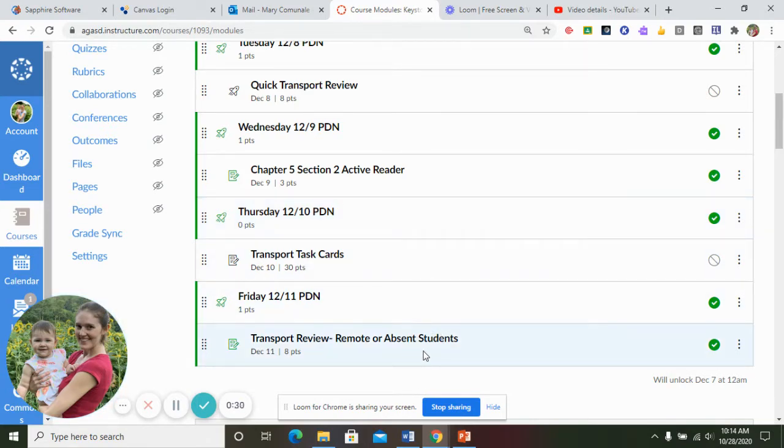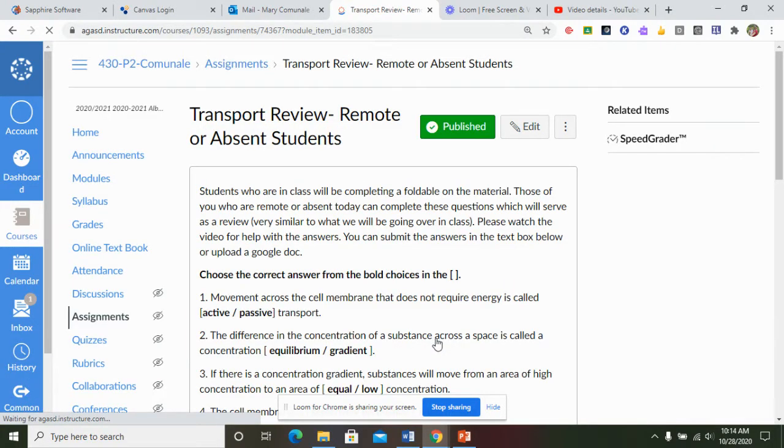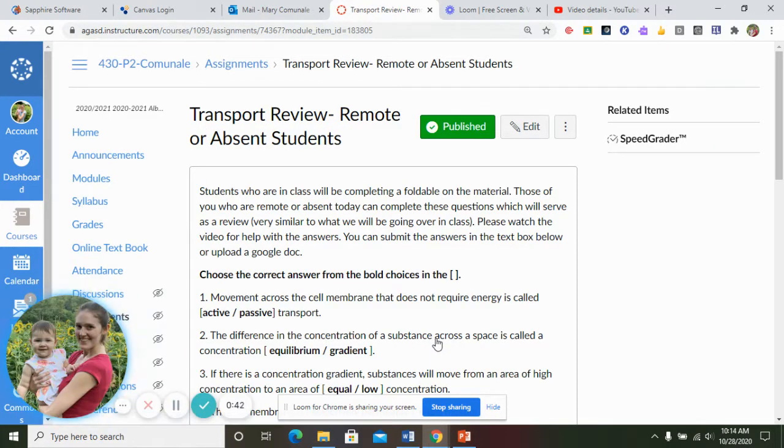So this particular review is for students who are remote or if you're absent. Now in class, we're going to be making a foldable which will have the same material on it, just arranged a little differently. But for those of you who are remote, instead of trying to make you draw things out and submit it to me that way, I'm just going to go through and have you answer the questions instead. And I give you two potential answer choices, so you have a 50-50 shot at getting it right. Each question is going to be worth about half a point.